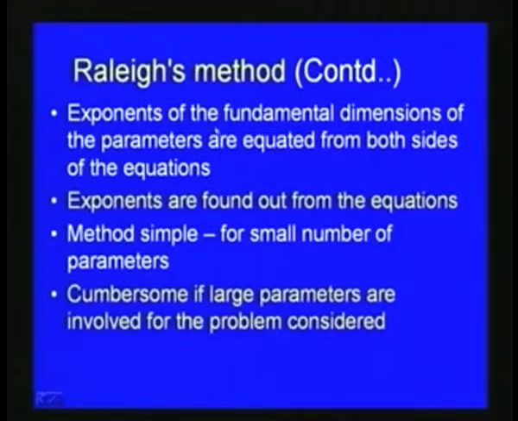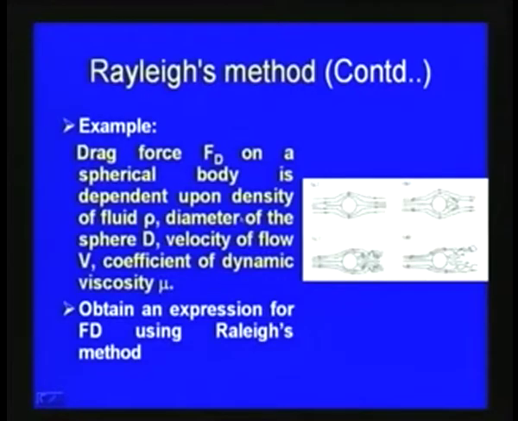For a typical equation, we find the unknown exponents by equating the dimensions on both sides of the equation. The exponents are found from these equations, and the method is much simpler when a small number of parameters is involved. If a large number of parameters is involved, the method becomes cumbersome, since it cannot deal with a large number of parameters. To further illustrate Rayleigh's method, we will discuss a typical problem.